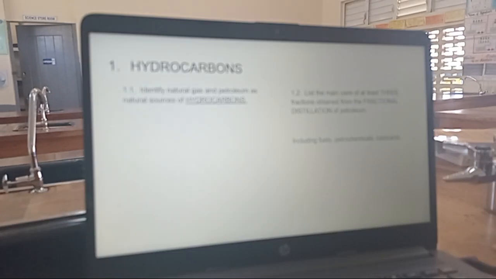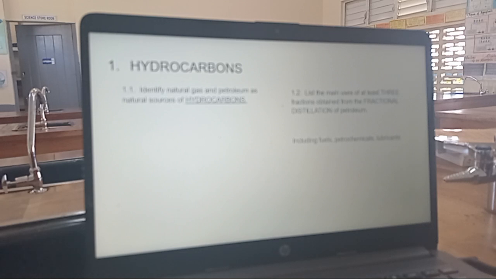All right, very important to understand and identify natural gas and petroleum as natural sources of hydrocarbons. So, can we list the main uses of at least three fractions obtained from the fractional distillation of petroleum, including, of course, fuels, petrochemicals, and lubricants? In this look at hydrocarbons, we see that there are natural sources of hydrocarbons.